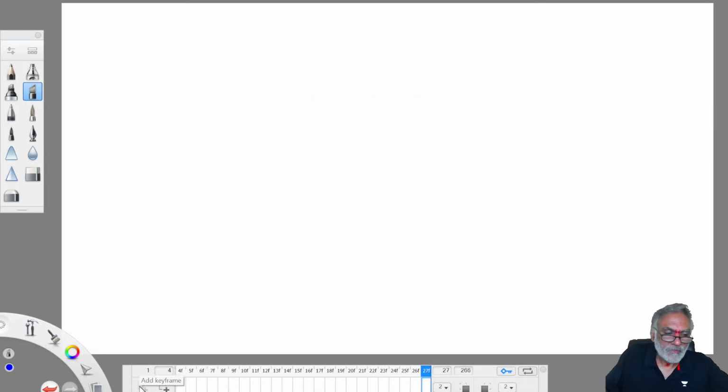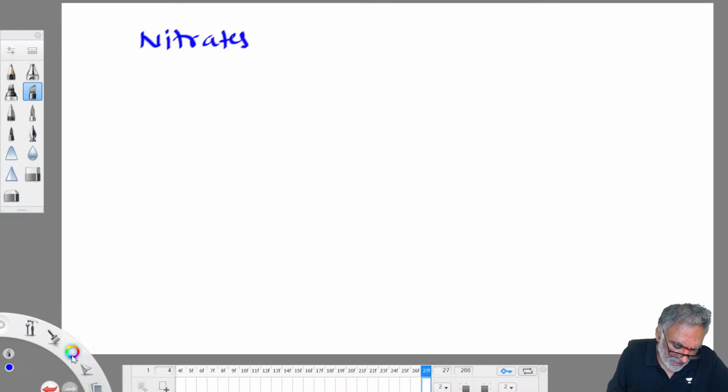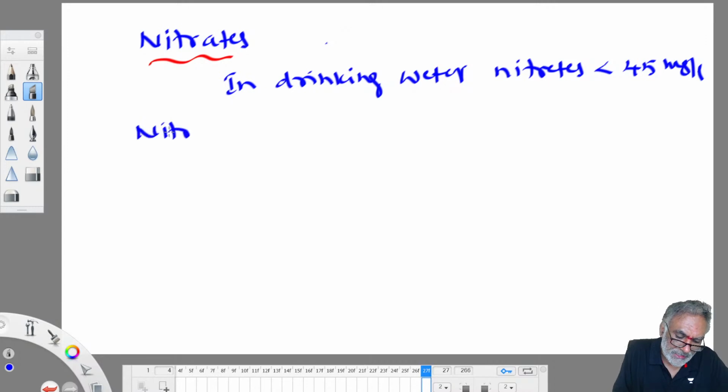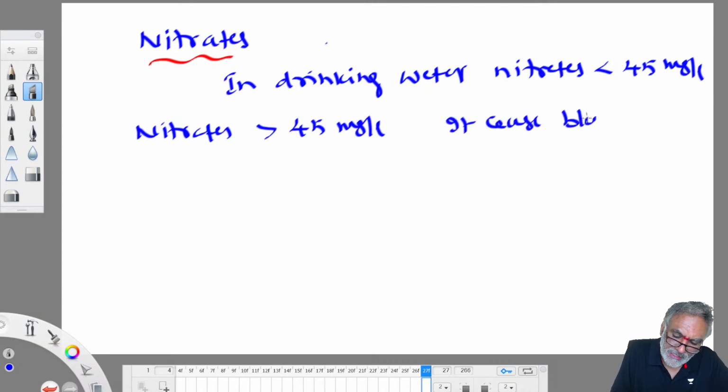Next is nitrates. Nitrates concentration in drinking water should be less than 45 milligram per liter. If more than 45 milligram per liter is present, it causes a disease known as methemoglobinemia. If nitrates concentration is greater than 45 milligram per liter, it causes blue baby disease.